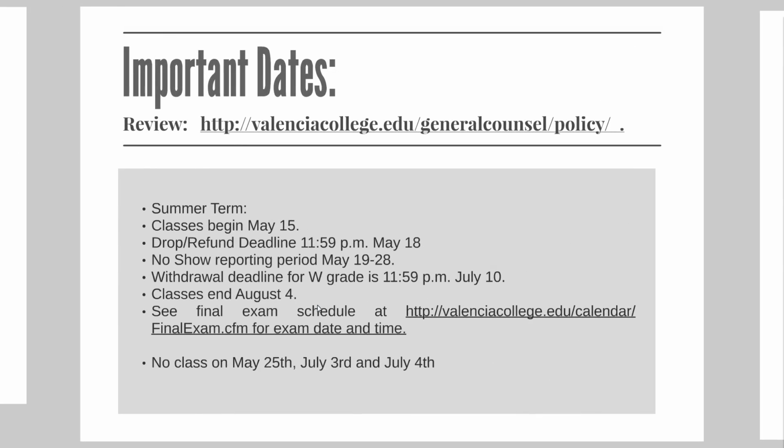Important dates. The summer term class begins May 15th. The drop refund date is May 18th. The no-show reporting period is May 19th through 28th. And if you withdraw, you need to withdraw by July 10th to receive a W. Classes end August 4th, and you can see the exam schedule at the following web address. There's no class on the 25th of May or July 3rd and 4th.